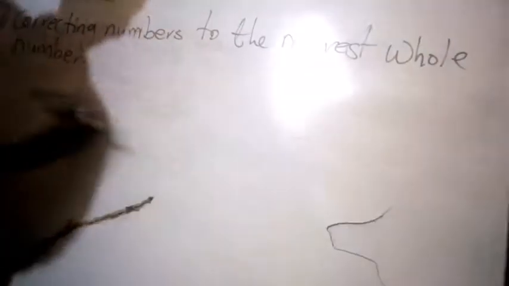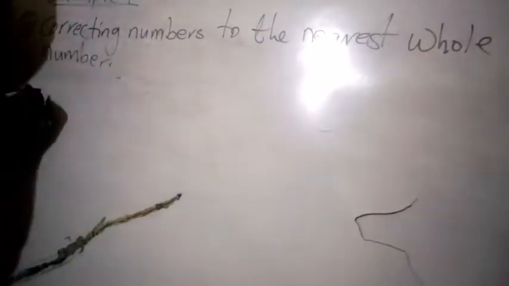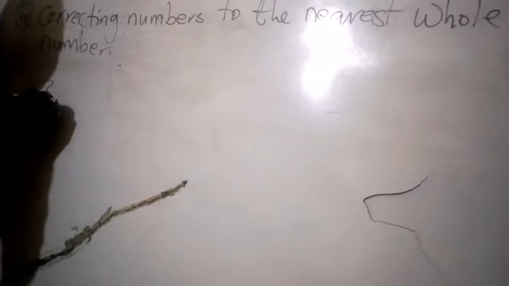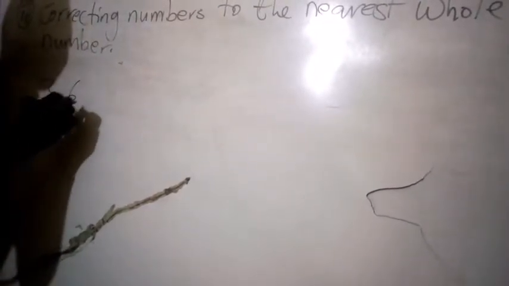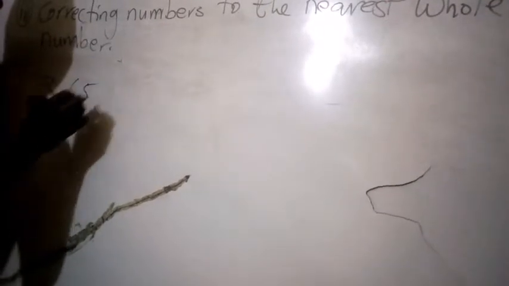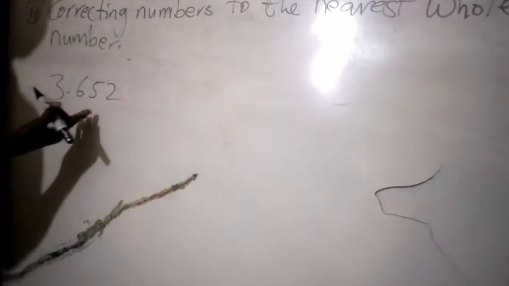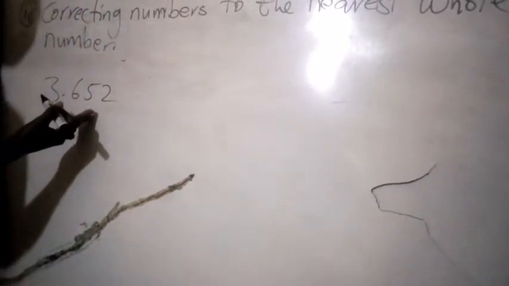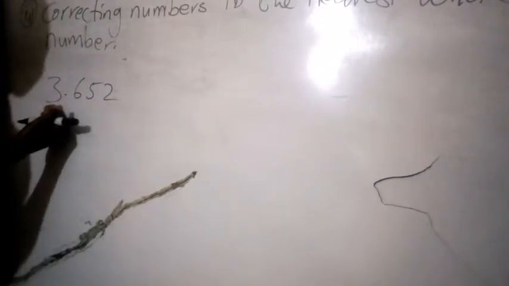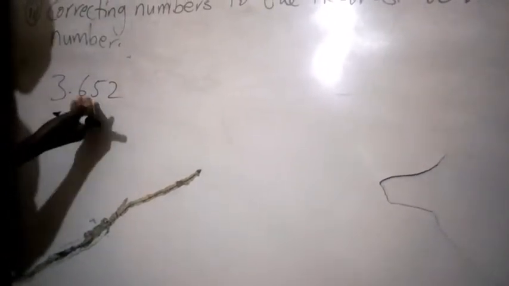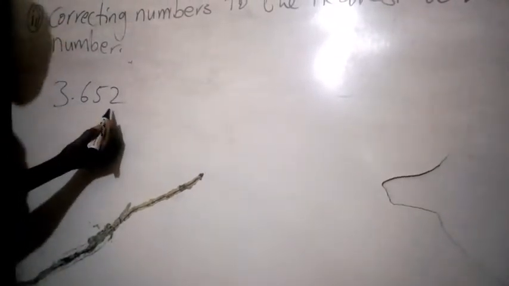Correcting to the nearest whole number. Supposing I have 3.652. I'm asked to correct this number to the nearest whole number. This is what I'm going to focus on, but considering this one is 0.